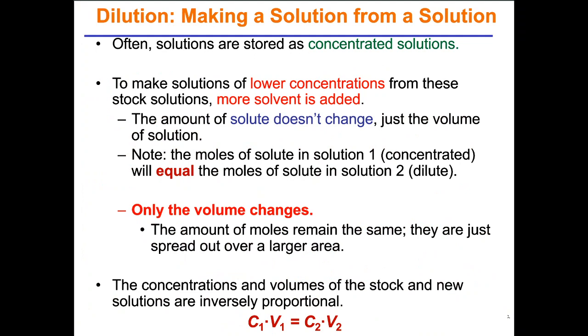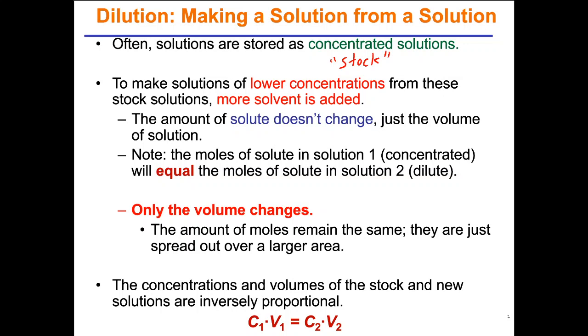Okay, so coming back to our dilution idea. Often solutions are stored as concentrated solutions, and these are also called stock solutions. So I might make a stock solution of sodium hydroxide. Or if you buy, for instance, hydrochloric acid from a company, it'll come, like I said, as a 12 molar stock solution, or we call them a stock bottle. To make solutions of lower concentrations from these, you just add more solvent to them. So the amount of solute doesn't change, only the volume of the solution.